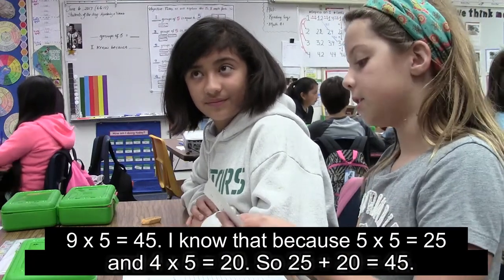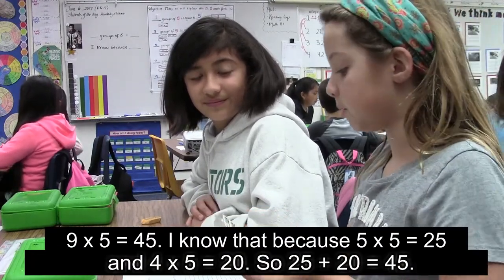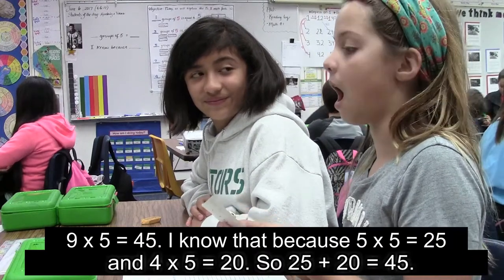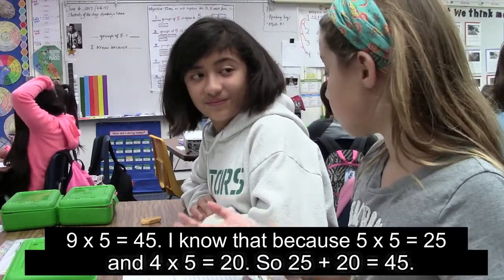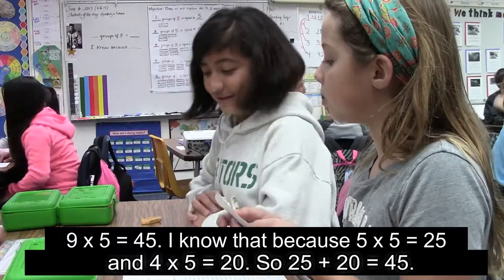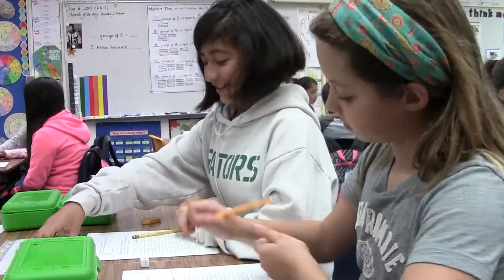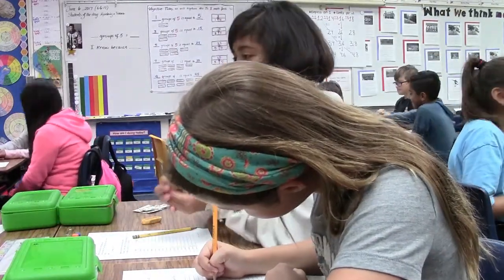9 times 5 is equal to 35. I know that because 5 times 5 is equal to 25. And 4 times 5 is equal to 25. I know that because 5 times 5 is equal to 25.